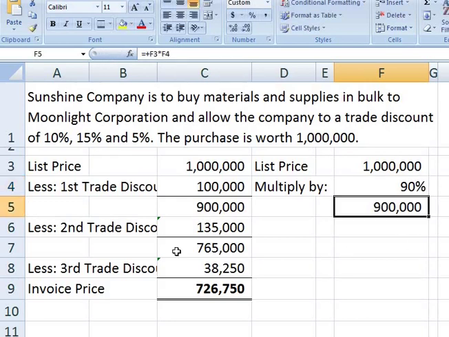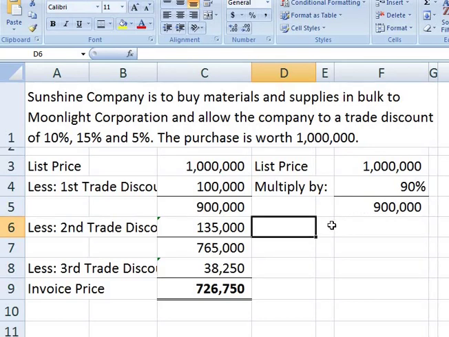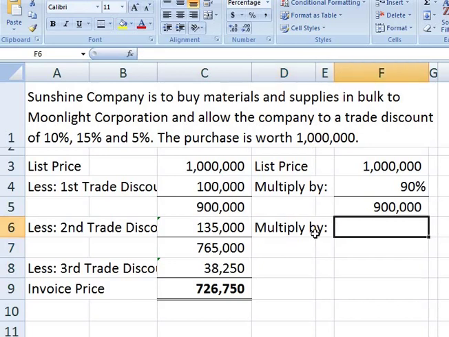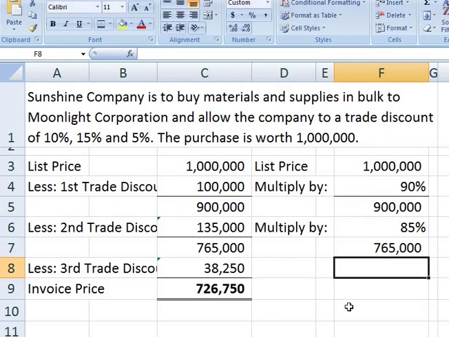So with that, makukuha mo rin yung first na net amount after the first trade discount. So after that amount, multiply natin ulit. So if the second trade discount is 15%, so we'll simply multiply this by 85%. Okay? So if we have that, again, 900,000, multiply lang natin ng 85%. So you will still get the same amount.